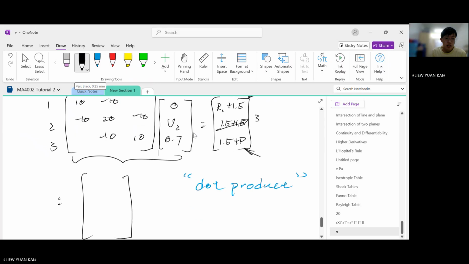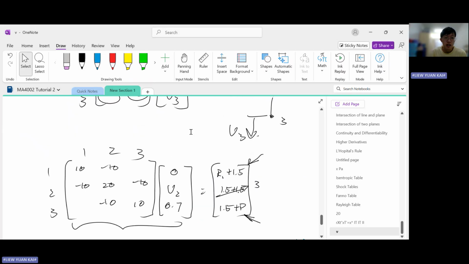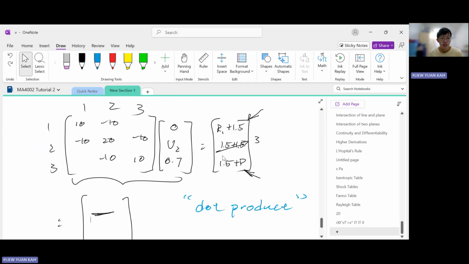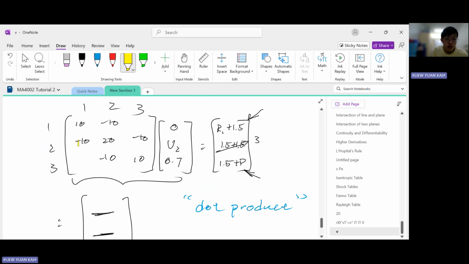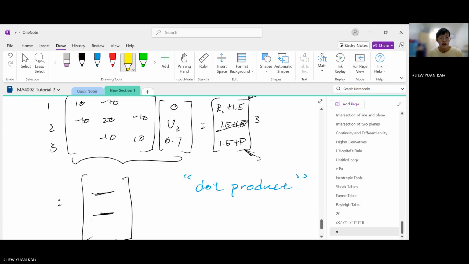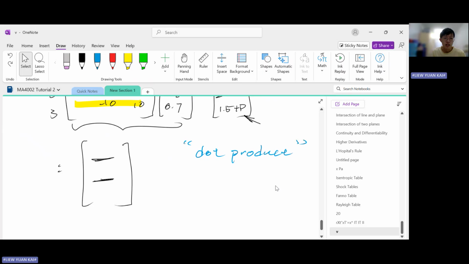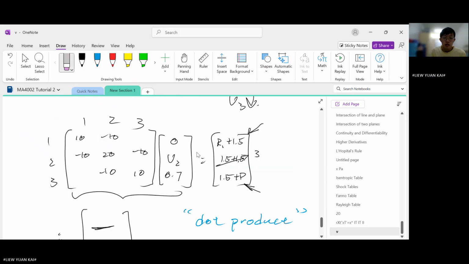Okay, so this entry is obtained by row 1 dot product with this column vector. What about the second entry? The second entry is obtained by row 2 dot product with this column vector. And then lastly, the third entry is obtained by row 3 dot product with this column vector. And that will help us obtain row 3 here.